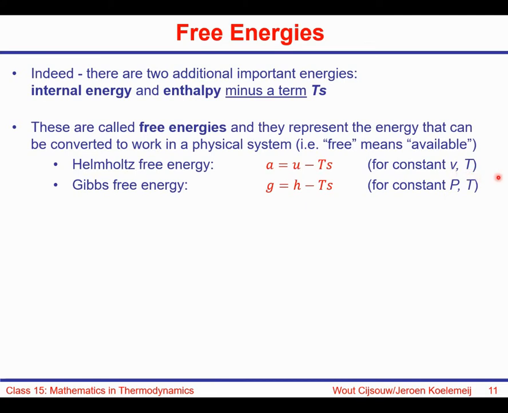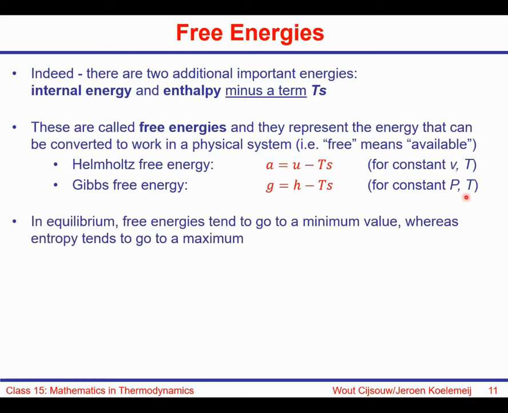Likewise, for the Gibbs free energy, the assumption is that we're looking at processes that take place under constant pressure and constant temperature. Now, in equilibrium, these free energies have the property that they will go to a minimum value when equilibrium is reached, whereas entropy tends to go to a maximum value.